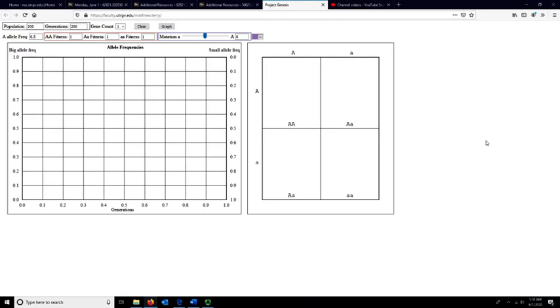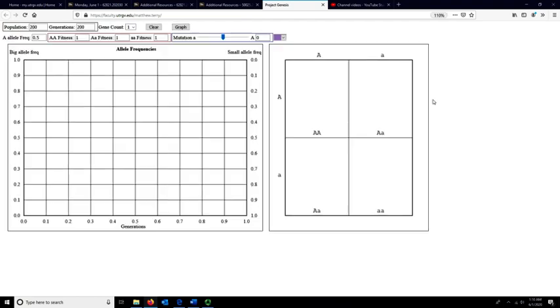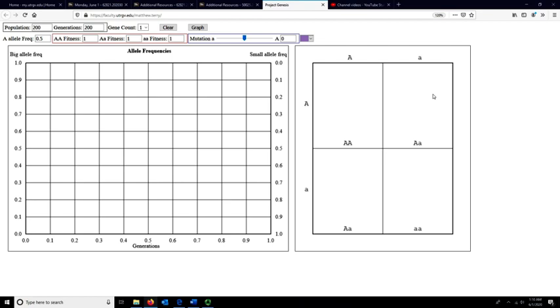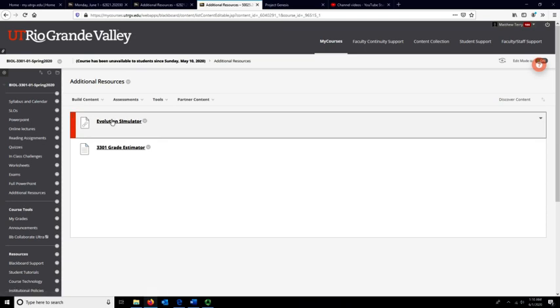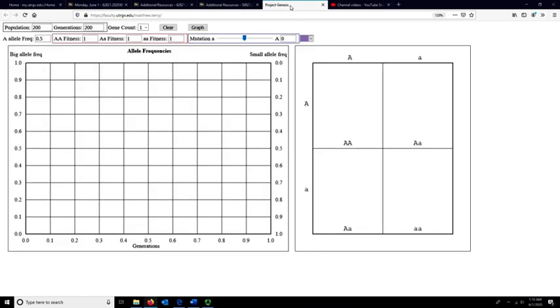In this short video, we're going to review what I call the big three of evolution, and we're going to introduce and begin to talk about an online tool that you have available, and we'll be looking at it from time to time. I'm going to make this a little bigger. So you'll find a link for this evolution simulator under the additional resources folder. If you look on the left-hand side here, additional resources, and in there you have the evolution simulator. So you can follow along or you can watch and then later on bring this up. You'll be using this at various times throughout the semester.